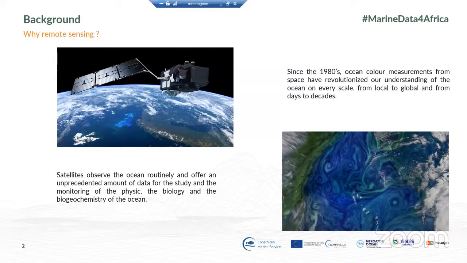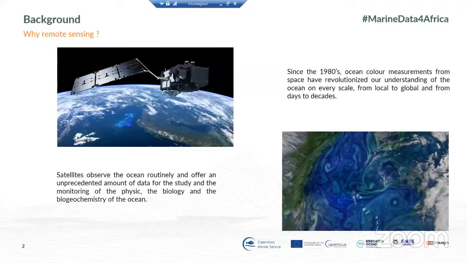Even in offshore regions or polar regions, where we can have difficulties making in-situ measurements, thanks to satellite data we can have a kind of remote monitoring of these particular areas. Since the 80s, with the sensor called Coastal Zone Color Scanner, CZCS, which was a proof of concept, ocean color measurement from space was defined as a powerful tool allowing us to improve our understanding of the ocean on every scale, thanks to an archive of daily images.